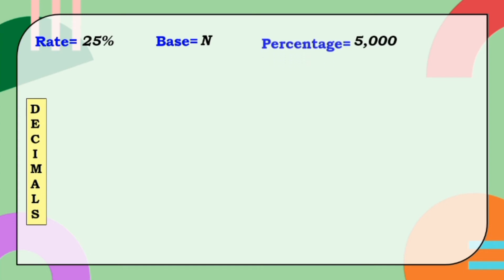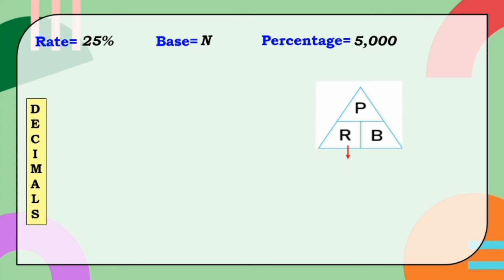Next is using decimals. Same pa rin ang problem sa nauna. 25% rate. N is base. 5,000 is the percentage. Using Tatian's triangle, R is 25%, P is 5,000, B is N. So, the missing is base. The formula of finding the base is base equals percentage divided by rate.